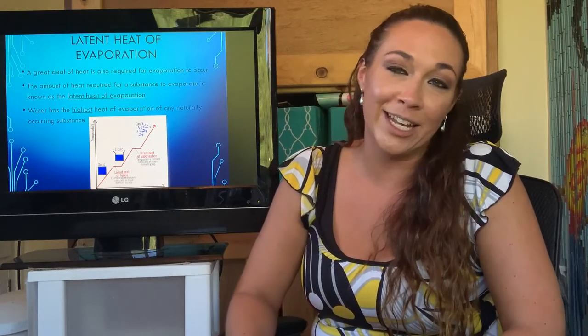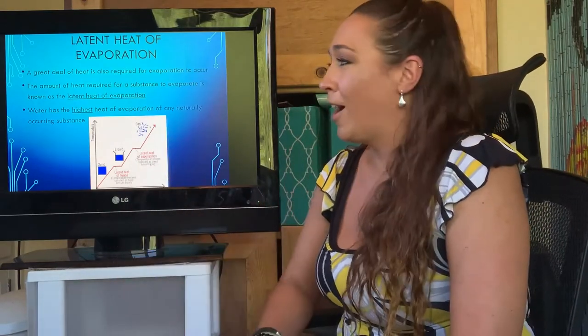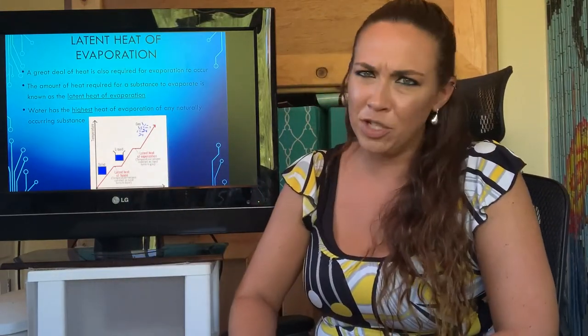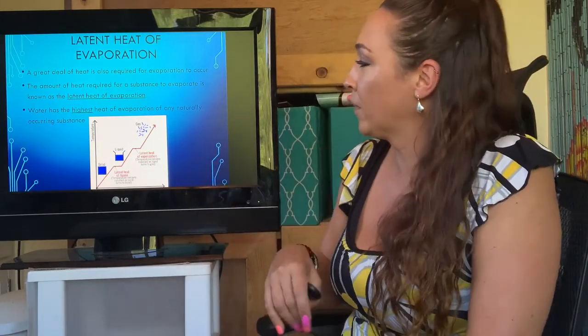Latent heat of evaporation, you can kind of guess what this is. Same thing with the latent heat of melting. Water has the absolute highest. We're going from one transitional state to the next, from the solid to the liquid to the gas. It basically just means how much heat you can add to this before you change states. So it's kind of repetitive, I do know, but just be able to understand why all these things are happening because of water.